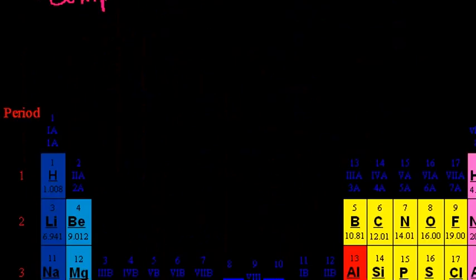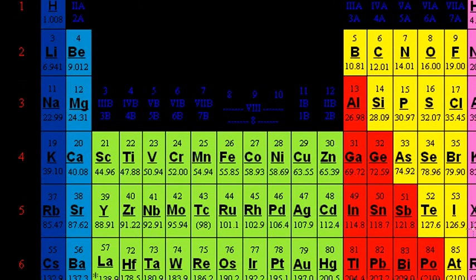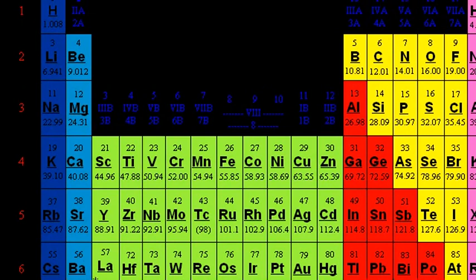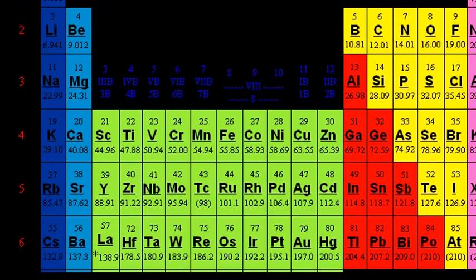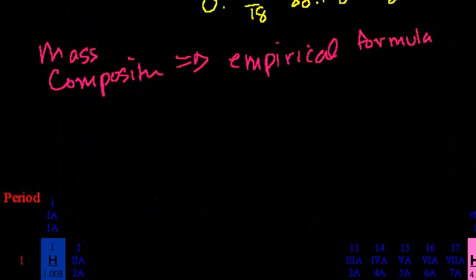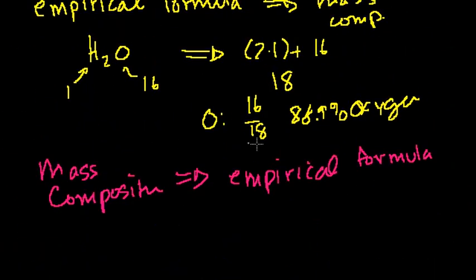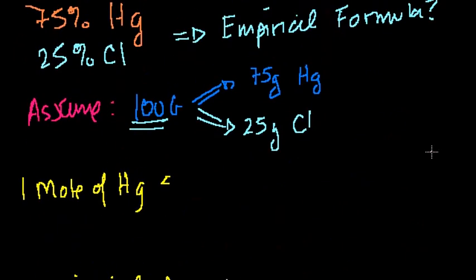So let's go look up mercury's mass number. Mercury is a transition metal. It's one of the few metals that are liquid at room temperature. Right there, we have mercury. Its mass number, let's pick 200. Obviously, there's some mercury out there that has a mass of 201, but for simplicity, let's say it's 200. So 1 mole of mercury is 200 grams.